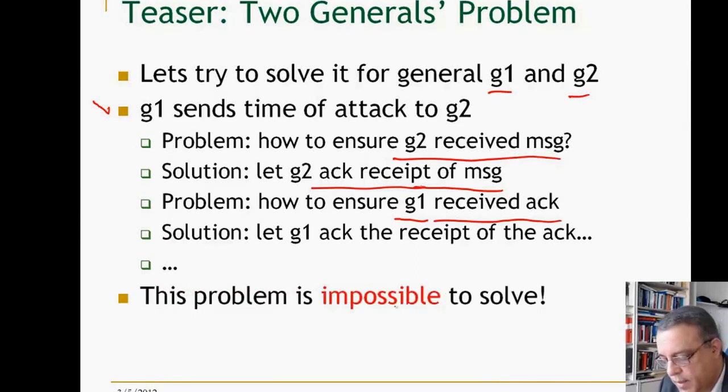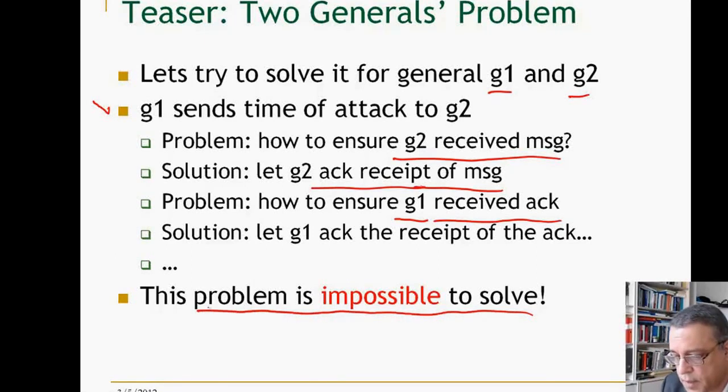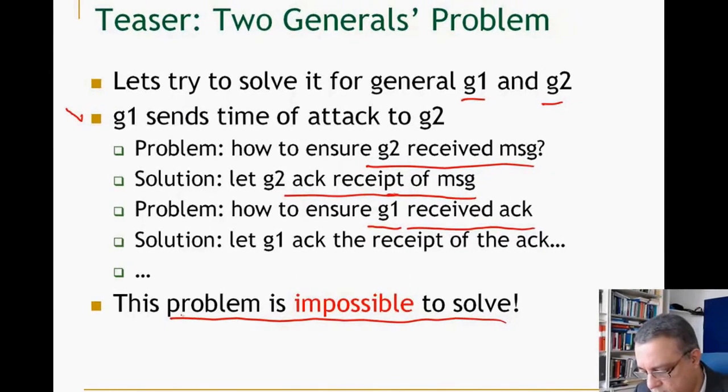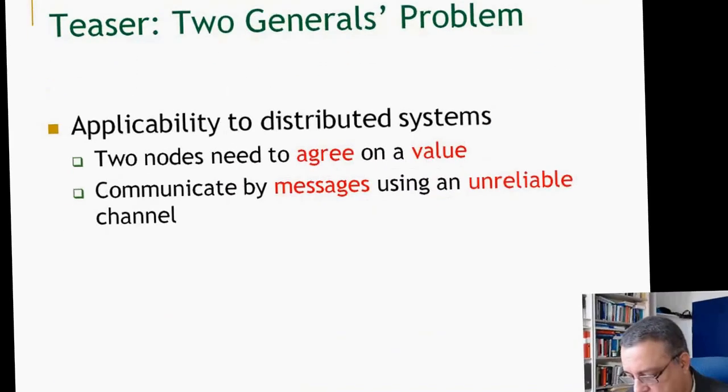Actually, this problem is impossible to solve. It can be shown that it is impossible to solve. So you see that in distributed systems there are things that we want to do because of problems that are impossible to solve, and we have to cope with this when we are building these systems. Okay.